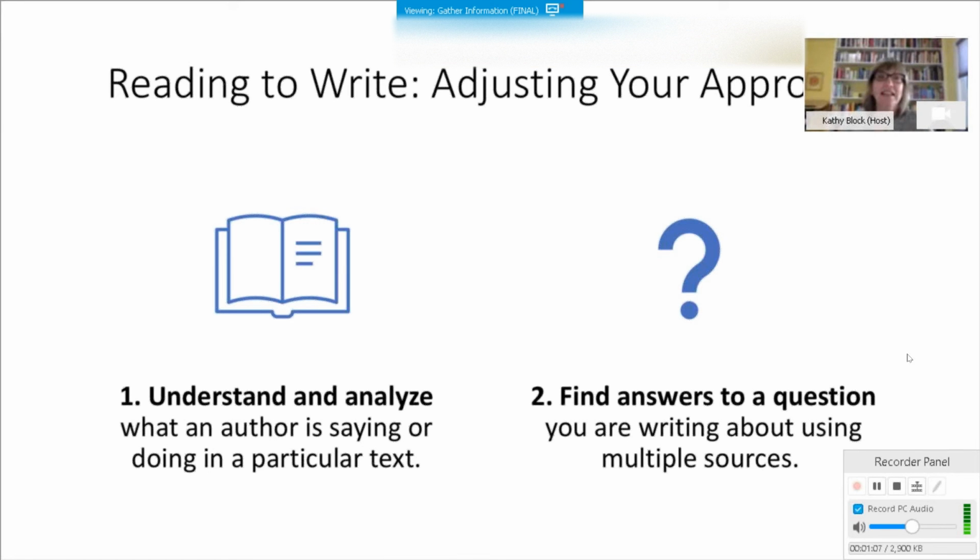As shown on this slide, some writing assignments ask students to understand and analyze what an author is saying or doing in one particular text. Students are expected to understand that source in depth. Other writing assignments ask students to find answers to a question or a set of questions using multiple sources. What's important is to start early and adjust your approach to reading depending on the purpose of the assignment, depending on what the assignment asks you to do.